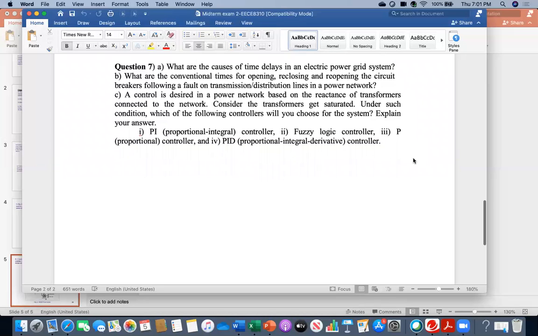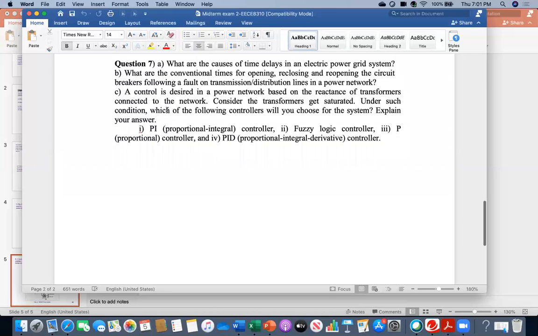Yes, Dr. Okay. Then this one: a control is desired in a power network based on the reactance of a transformer connected to the network. Consider the transformers get saturated. Under such condition, which of the following controllers will you choose for the system? Is it a PI controller, a fuzzy logic controller, a P controller, or the PID controller?